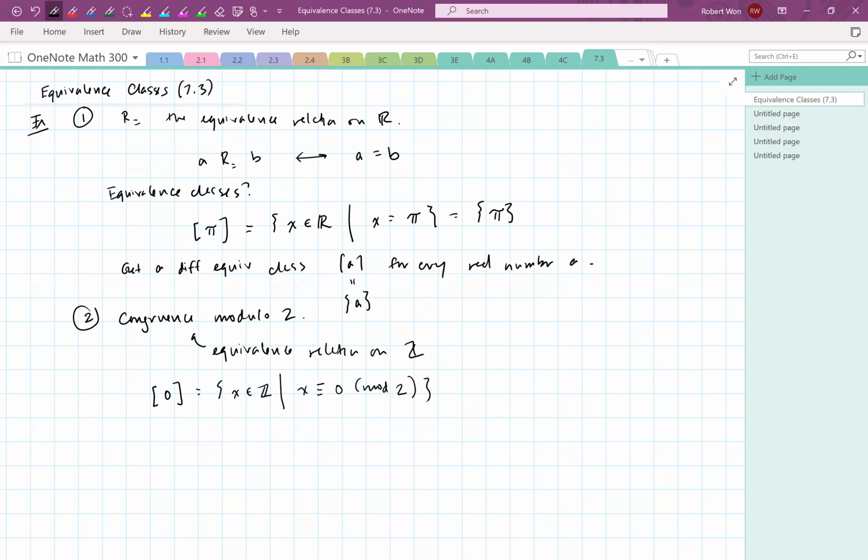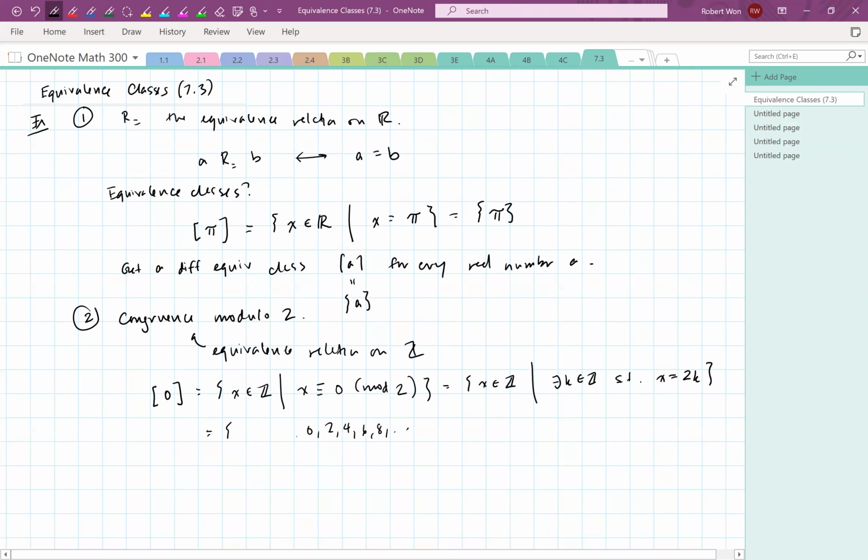So what are these things? This is the set of all x in Z such that there exists an integer k such that x equals 2k, because that's the definition of being congruent to 0 modulo 2. Or if we were to write out all the elements, we have 0, 2, 4, 6, 8, -2, -4. This equivalence class is often called the even integers. So you can think of the even integers as the equivalence class of 0 modulo 2. That's another way to talk about the even integers.